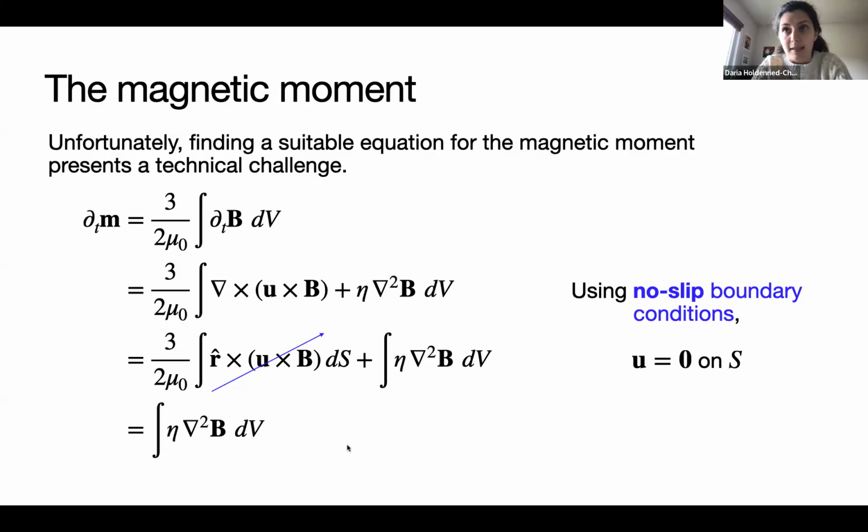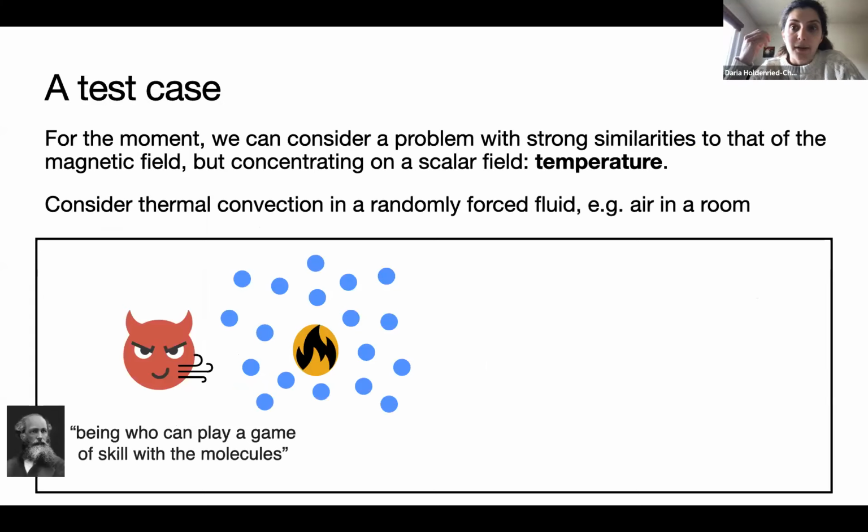I don't think it means that the magnetic moment does not depend on the velocity, but it does mean that it is difficult to relate these two quantities. So we're still trying to understand how we can make a connection between the two and still work with the scalar equation. But in the meantime, we've considered a test case for a problem that has strong similarities to that of the magnetic field, but is a scalar field, and we definitely have an equation for it, and that's the temperature, which is still relevant for core convection or any convection, in fact.